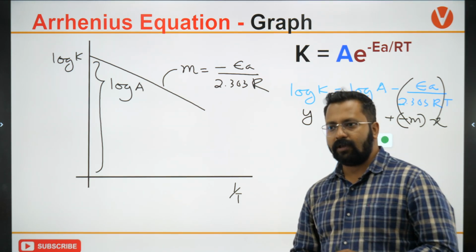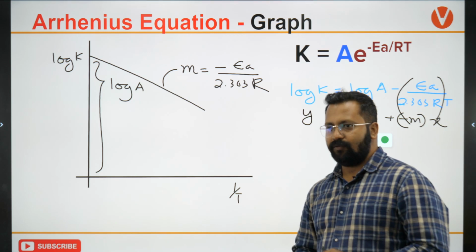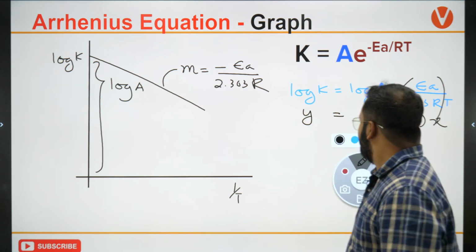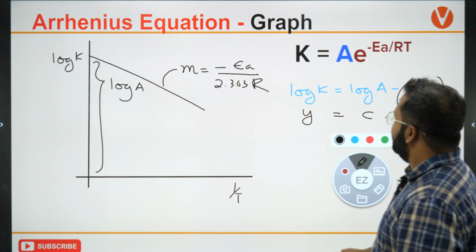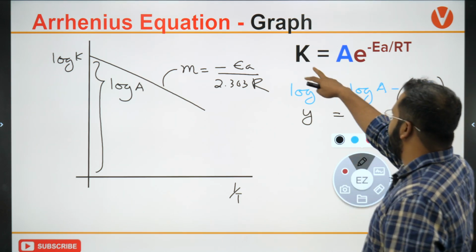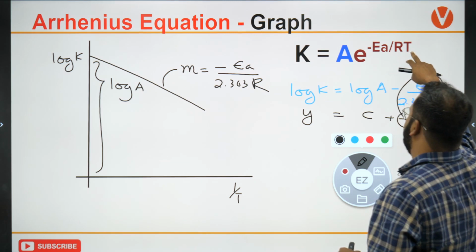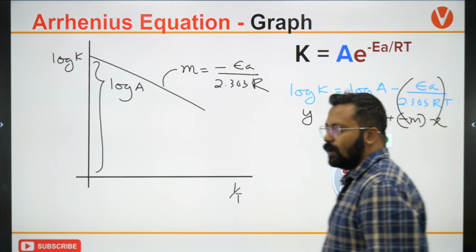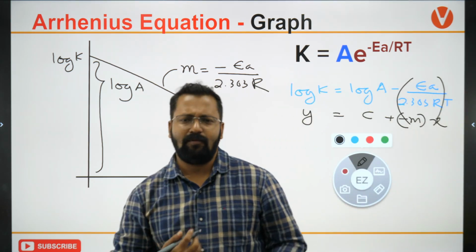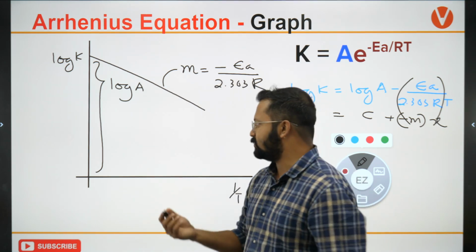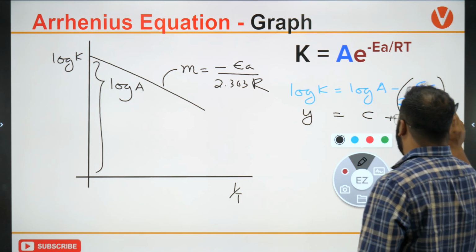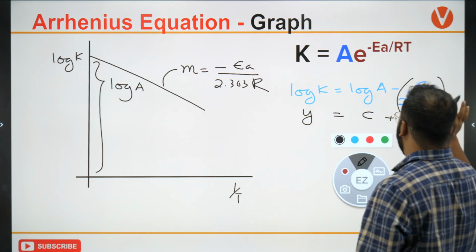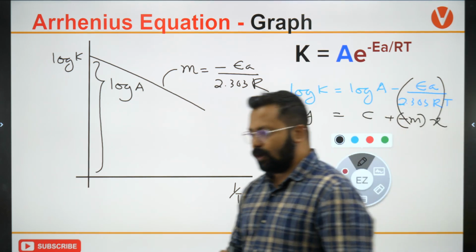How will the graph look if we use T instead of 1 upon T? If you're plotting K versus T, what would it look like? It's very easy to understand. Are you plotting log K versus 1 upon T, or are you plotting log K versus T? Like, what is the question?